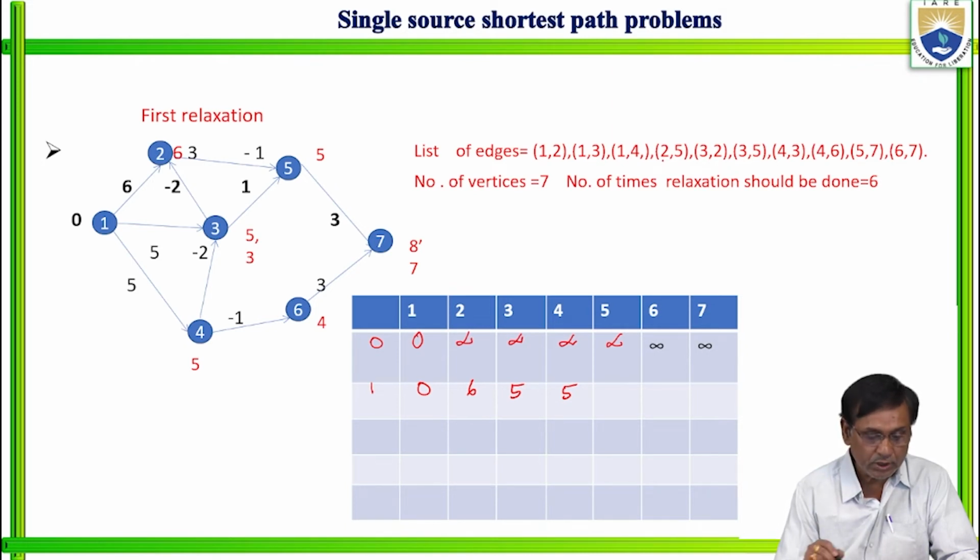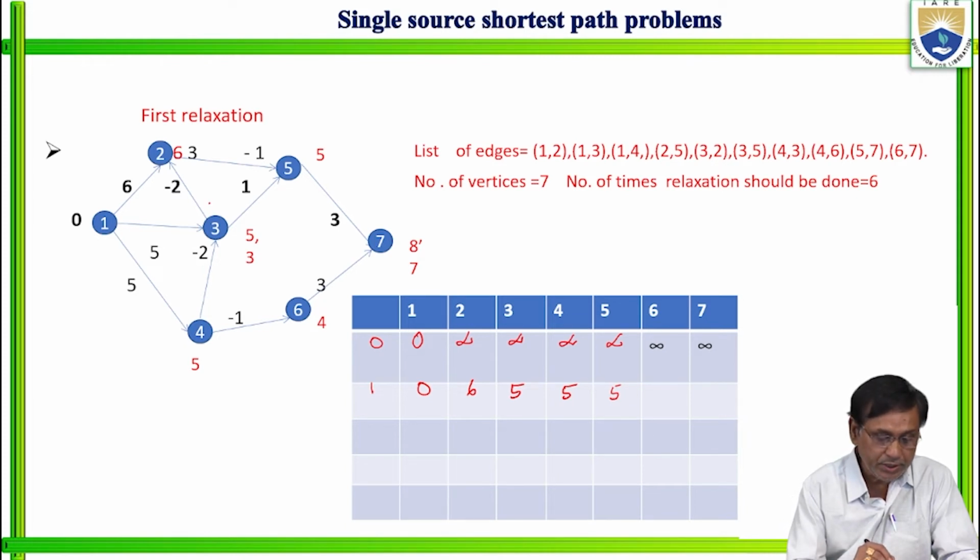Next, 2 to 5. 2 to 5 is how much? 6 minus 1 is 5. Then 2 to 5 is over. Then 3 to 2. 1 to 3 is 5, and 3 to 2 is minus 2, so that it will be changed to 3. 2 will be changed to 3 because the distance is minimum. So we have to consider the minimum distances. So it is updated as 3.